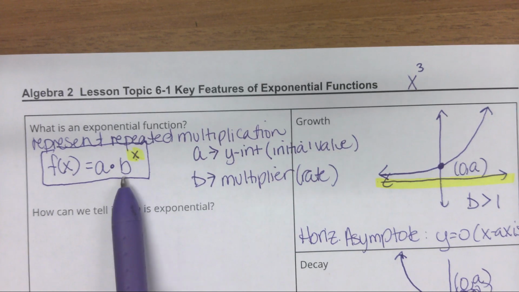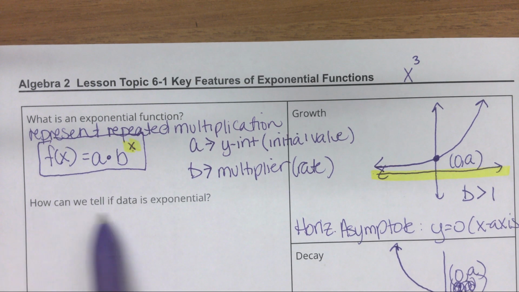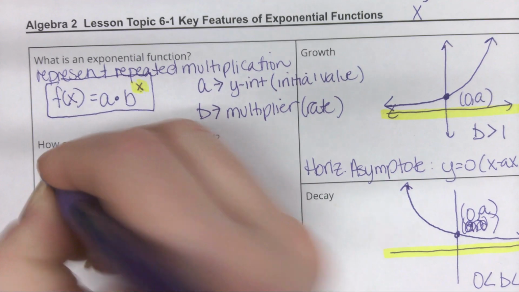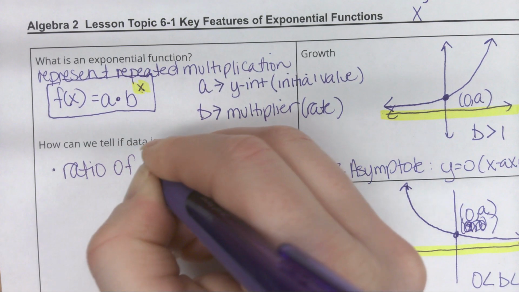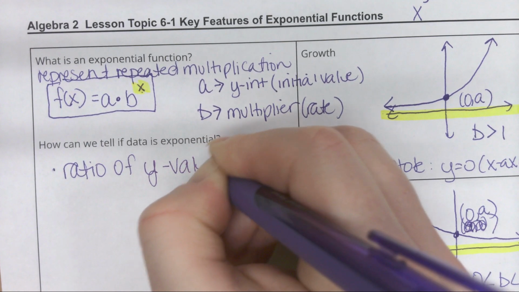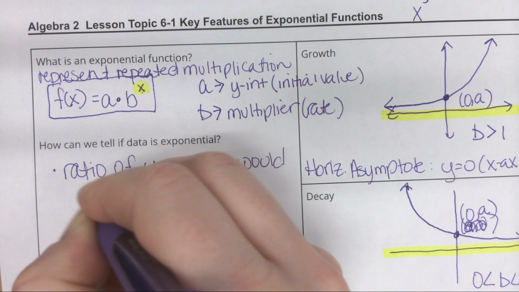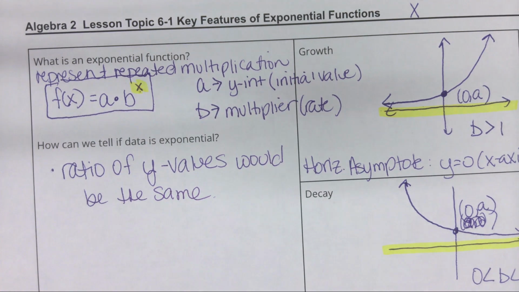How do you figure out a multiplier? Well, you've got to figure out what the values are multiplied by, right? So if I wanted to tell if data was exponential, what I would be checking is the ratio of y values would be the same. What does the word ratio mean?